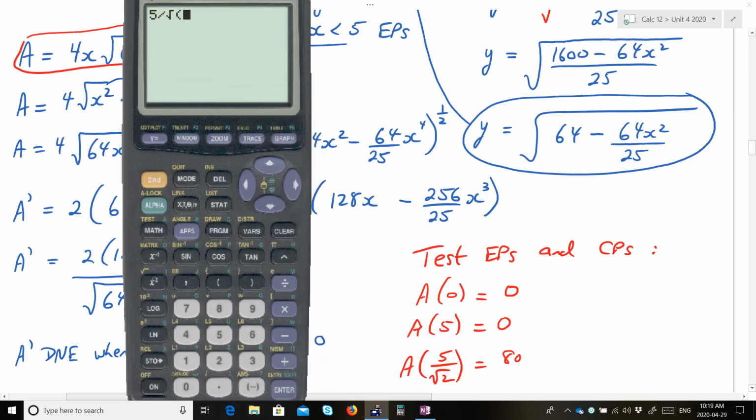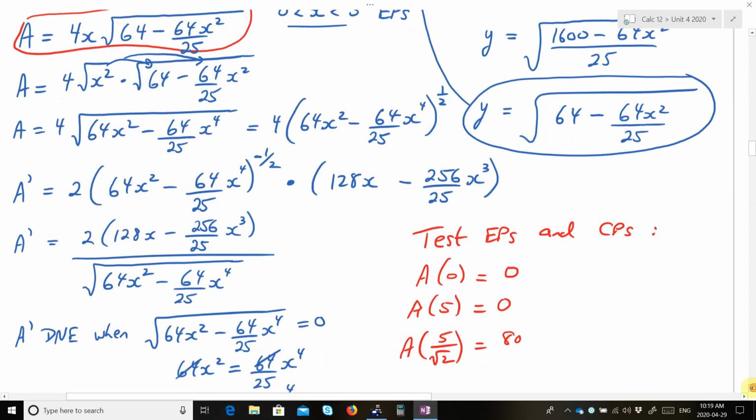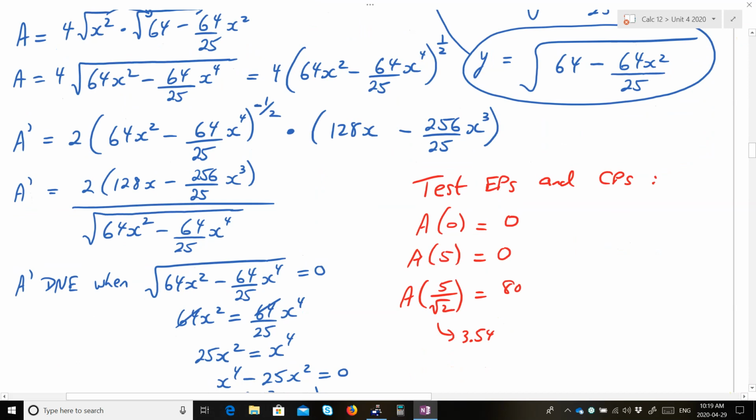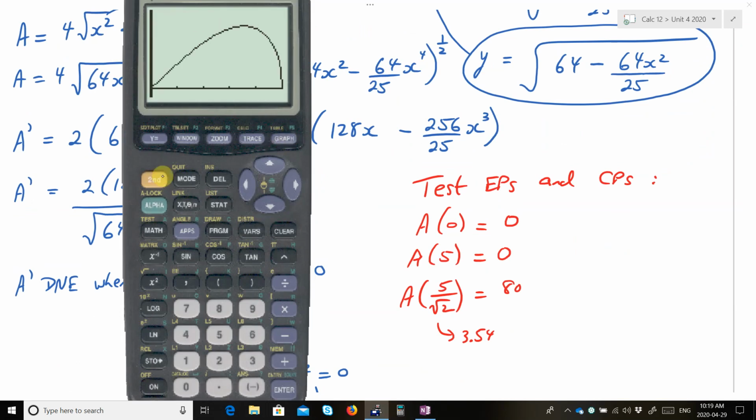So 5 divided by root 2 is indeed approximately 3.54. If we go back to the graph and use the maximum feature, do we get this 3.54 for x and 80 for the area? Perfect. Look at that. There we go.